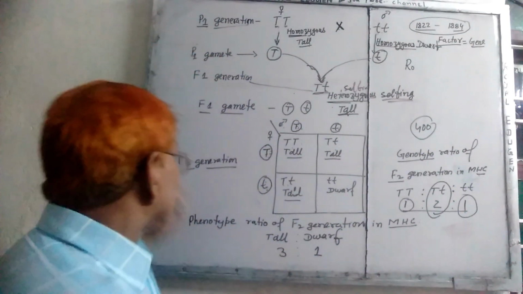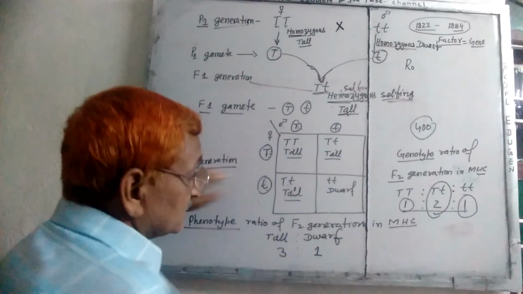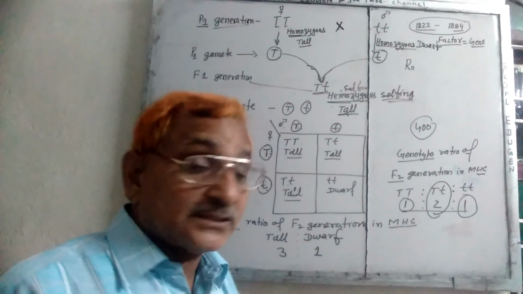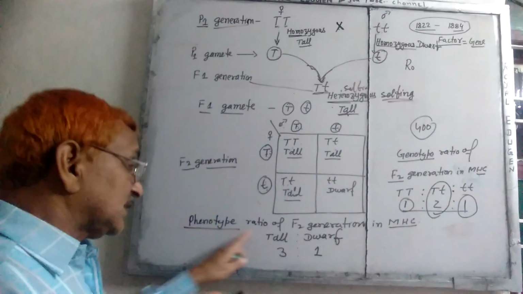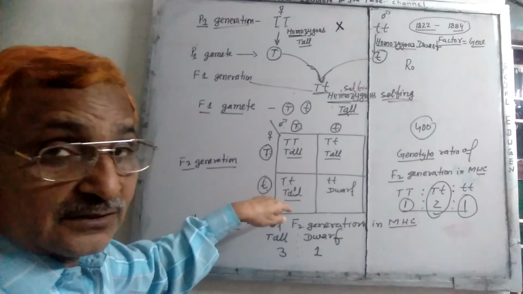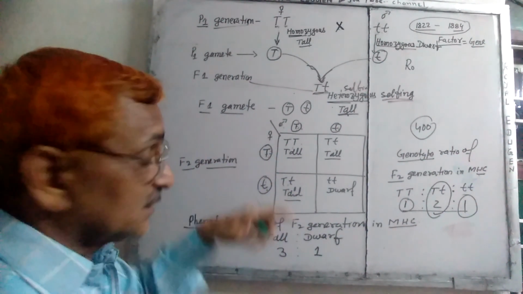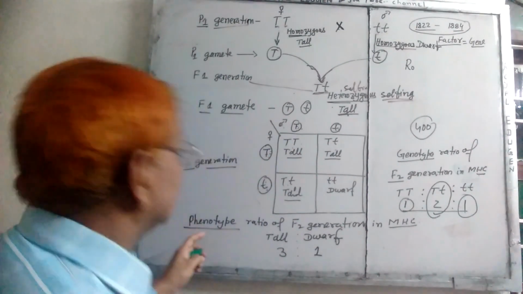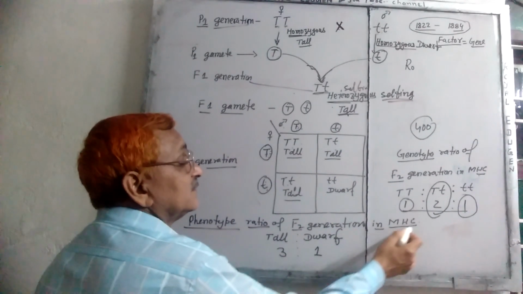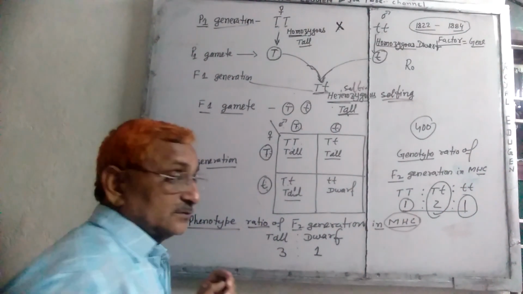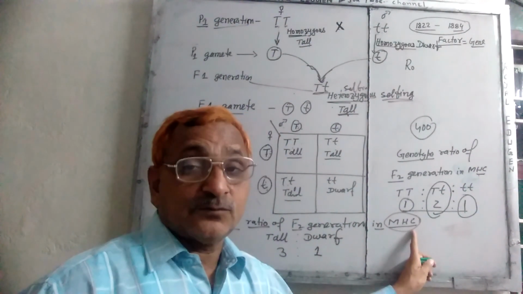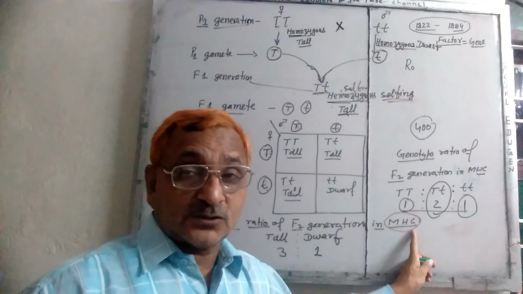So here you can write, and at last when we write the phenotype ratio, again students commit this mistake. Again I am telling you, phenotype ratio of F2 generation. These are the F2 generation, the probable gametes of F1 are sort together to give rise to the F2 generation. So the phenotype ratio of F2 generation in which type of cross? Monohybrid cross. When you take dihybrid cross, the ratio will change. So you must write this one. Many of the students forget this and make this mistake.